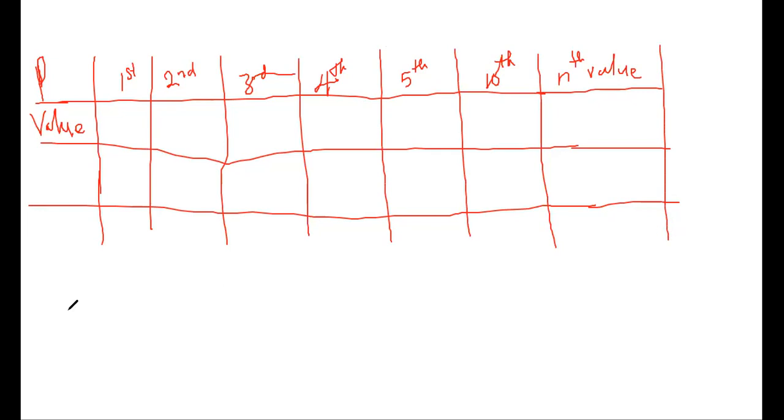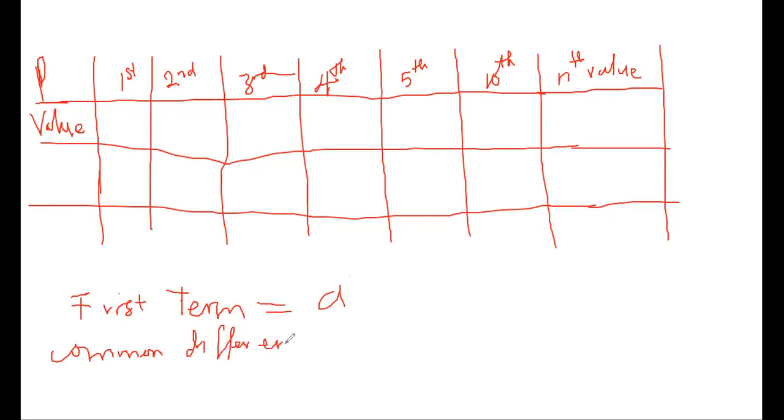Okay, so supposing our first term is A, and our common difference is D. So here on the first term we would have this as A. So what would be our second term?